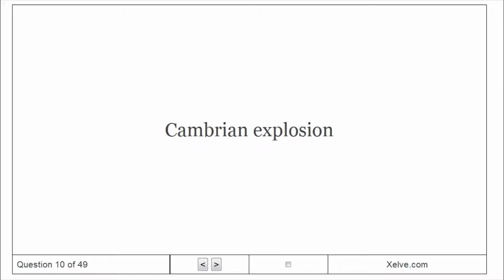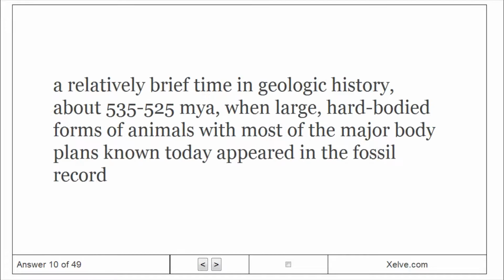Cambrian explosion. A relatively brief time in geologic history, about 535 to 525 MYA, when large, hard-bodied forms of animals with most of the major body plans known today appeared in the fossil record.